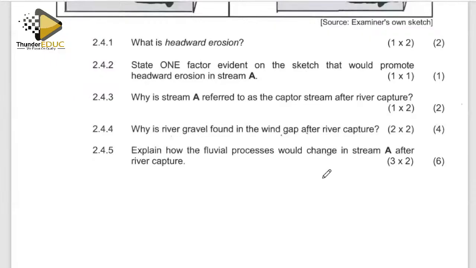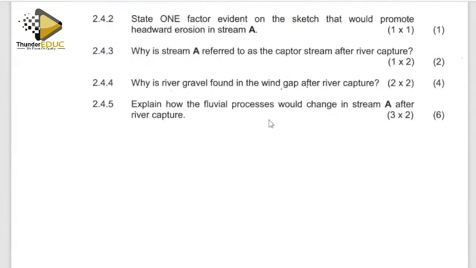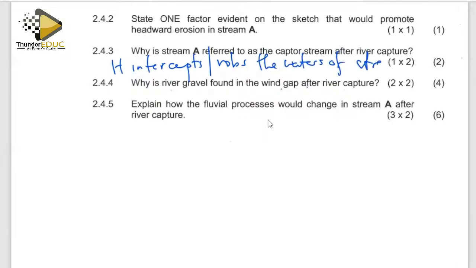Why is stream A referred to as the captor after river capture? Stream A here is regarded as the captor. It captures the water of B. Why is it a captor? It is because it intercepts or robs the waters of stream B. That is why it's a captor, in the sense that it is capturing.